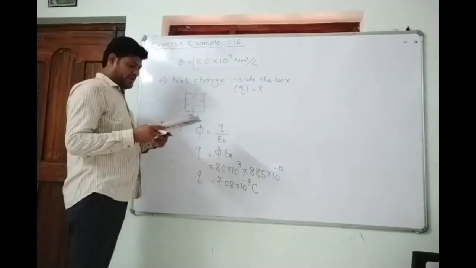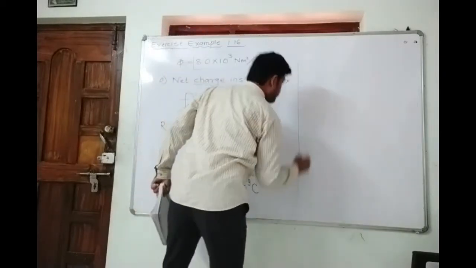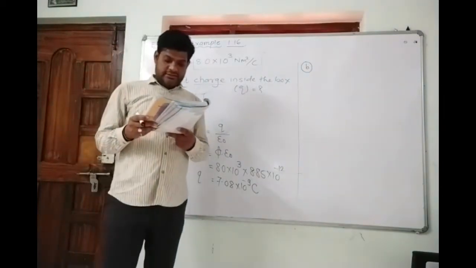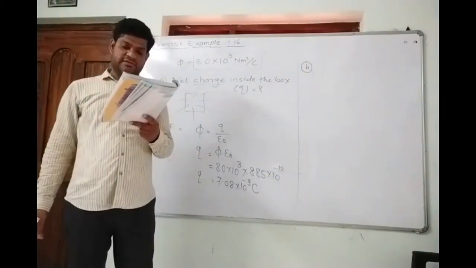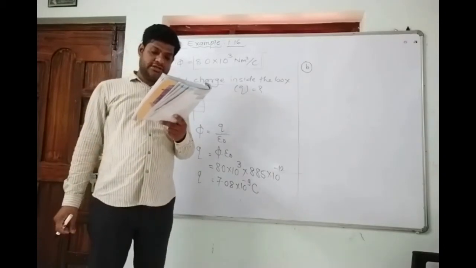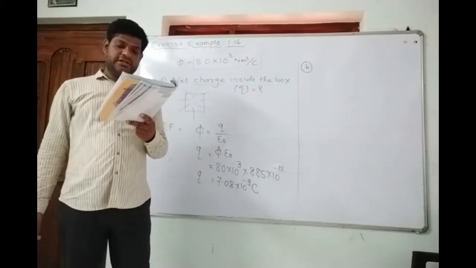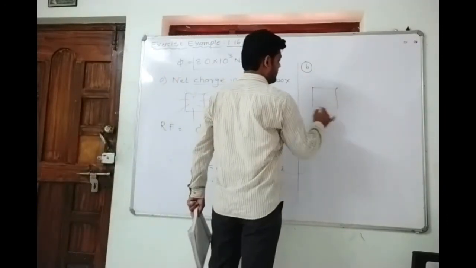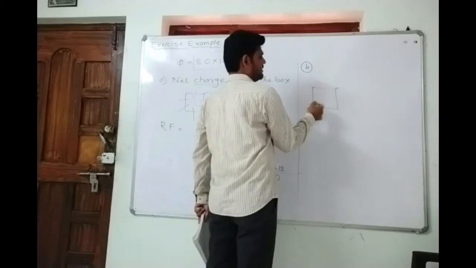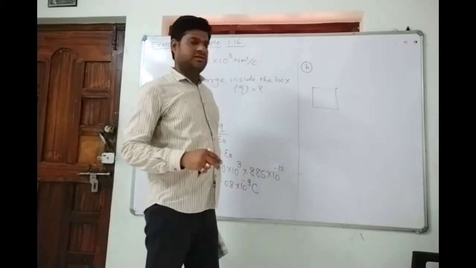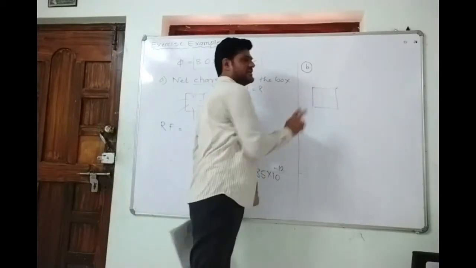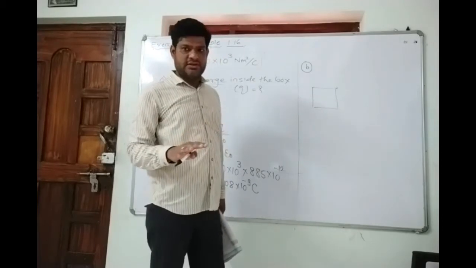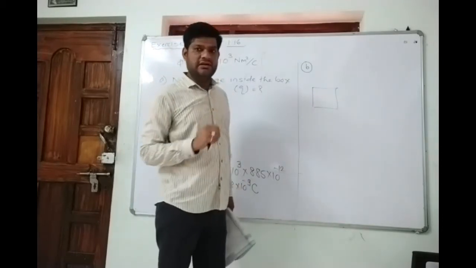The next question, B, the second part of the question. If the net outward flux through the surface of the box were 0, could you conclude that there were no charges inside the box? Suppose, students, see here it is a box and the flux is not coming out of this box. It means the box has no charge. The charges are not enclosed in the box. This is the first meaning we can conclude.